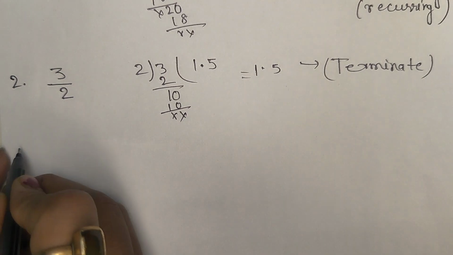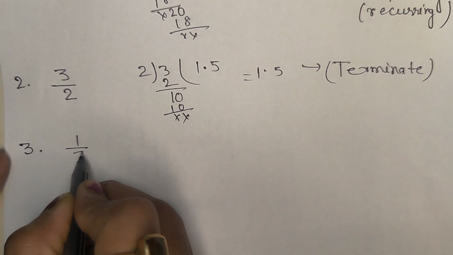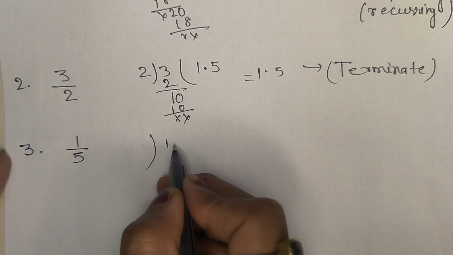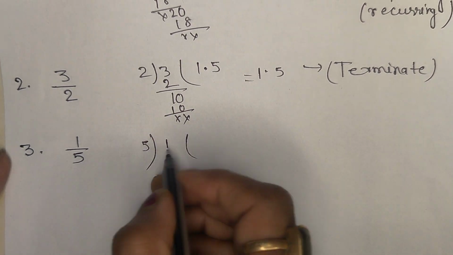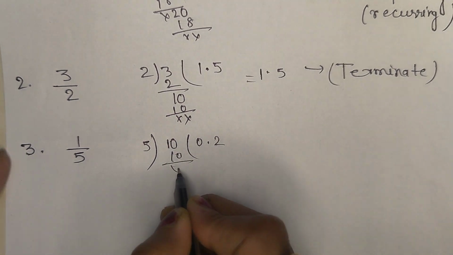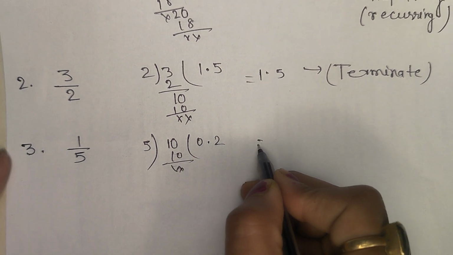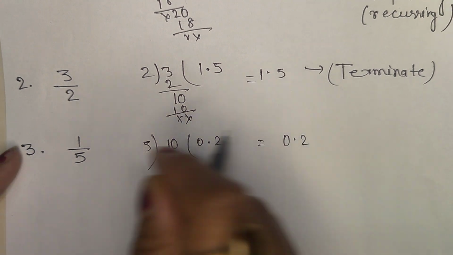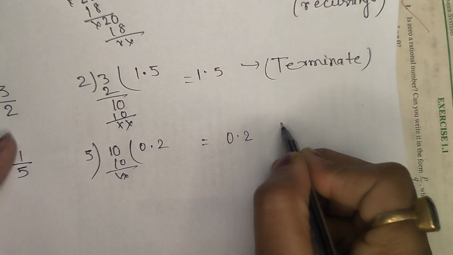For example, 1 by 5, we divide 1 by 5, we take 0 and 5 2s are 10. Then this type of number, we can say 1 by 5 is terminating.